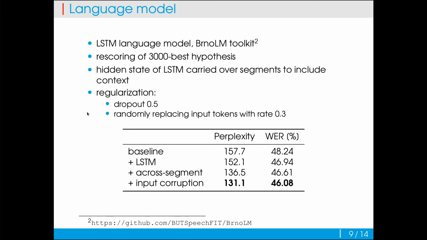And second, since the text corpus of CHiME is quite unusually small for language modeling, we have also explored regularization techniques. Apart from the standard dropout, we have also randomly replaced some of the input tokens into the model with rate 0.3. The LSTM model itself leads to about 1% improvement in word error rate, and the additional improvements further bring it down by another 1%.